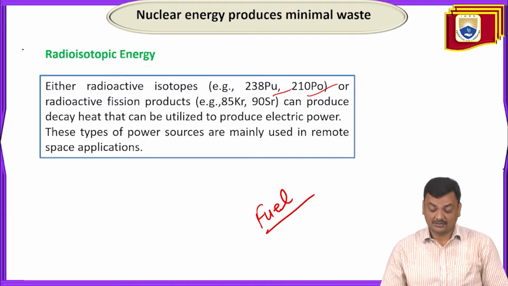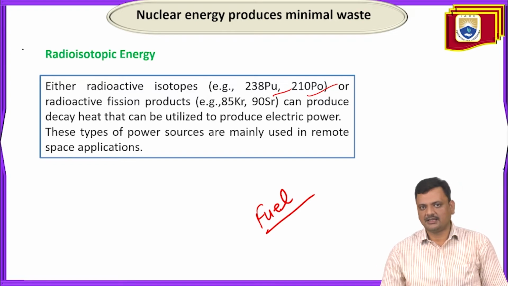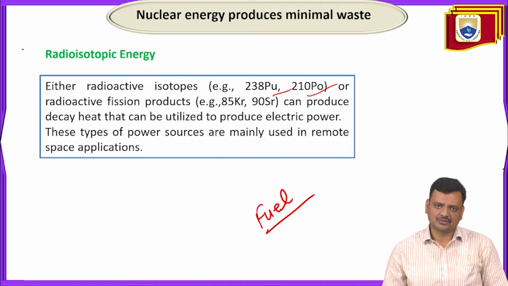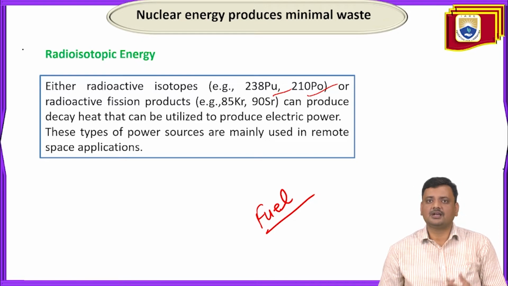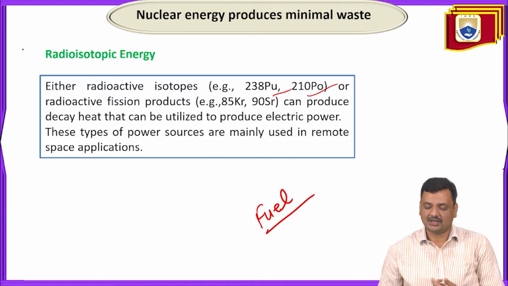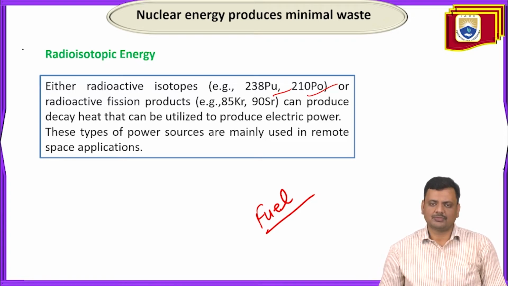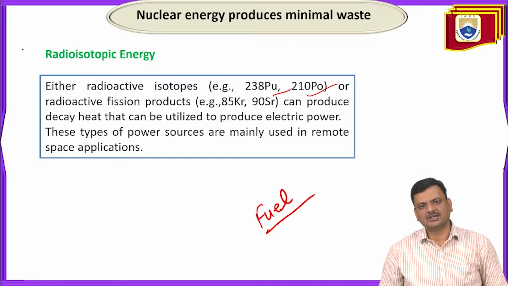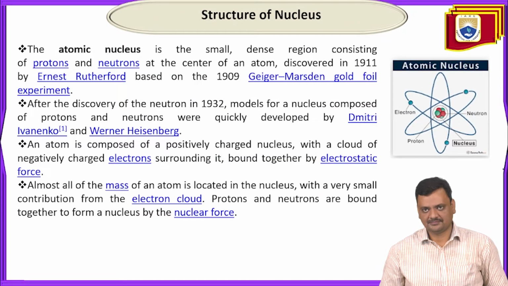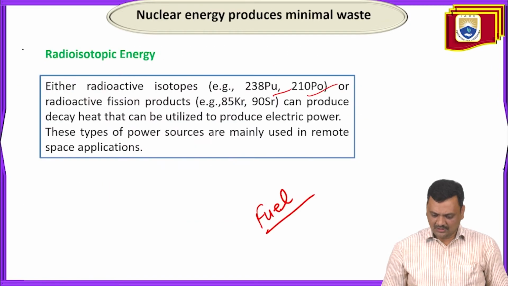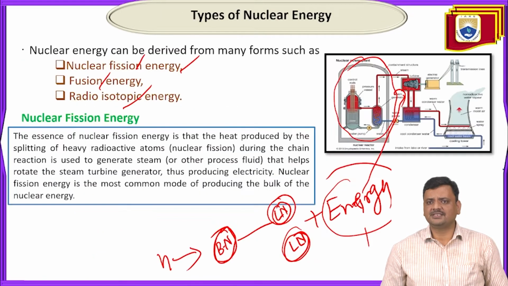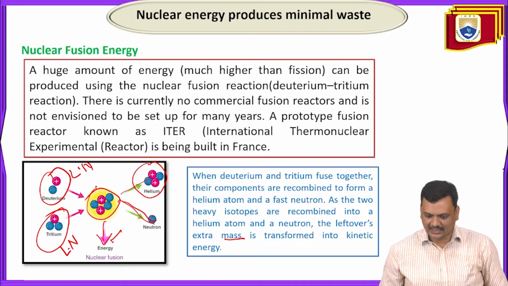such types of radioactive fuel, if they decay, they generate heat. If we are able to utilize that heat in terms of power generation, then we can produce electricity, and that type of energy is known as radioisotopic energy, and it also comes under nuclear energy. So this is the basic overview of nuclear energy.